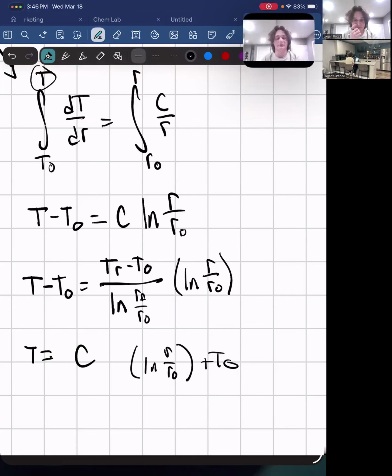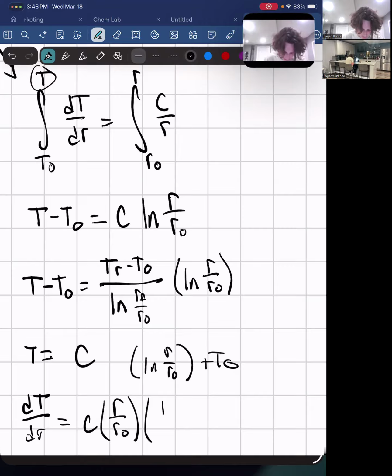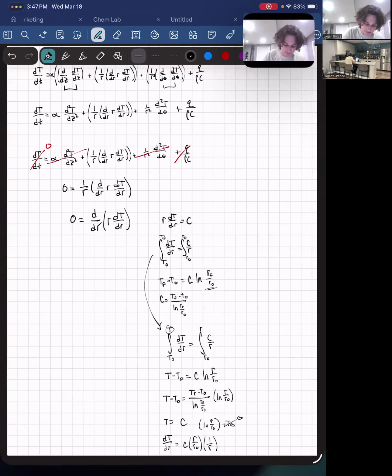And now we want to take our derivative, right? So dT with respect to R, dR equals our C, and then the derivative of this is just 1 over R, or R naught over R times 1 over R naught. And then our initial temperature is a constant, so that derivative is just 0, right? Now we want to relate it to Ohm's law, right? So what is Ohm's law? I'm going to move this over.